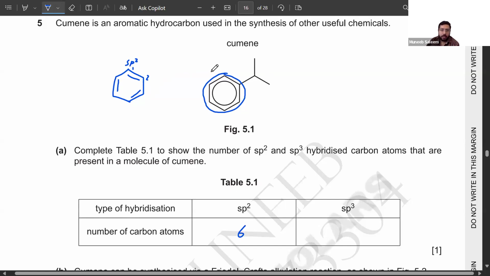Now sp3, we know sp3 only happens when carbon is bonded with 4 different groups. Or you can say it is a tetrahedral shape.